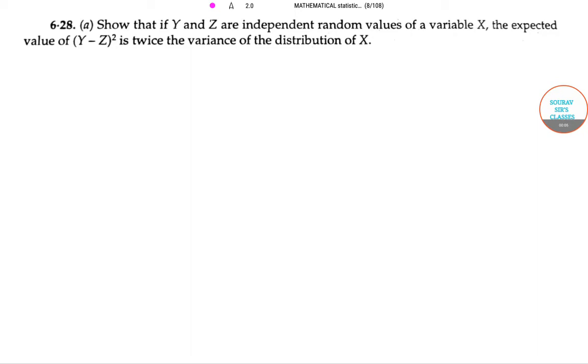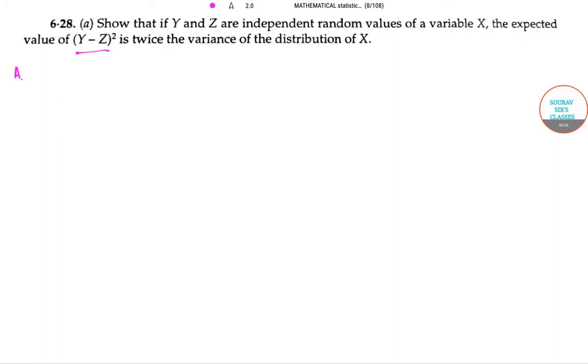The first question is, show that if y and z are independent random values of a variable x, the expected value of (y minus z) squared is twice the variance of the distribution of x. So first, we need to make a basic set of assumptions.